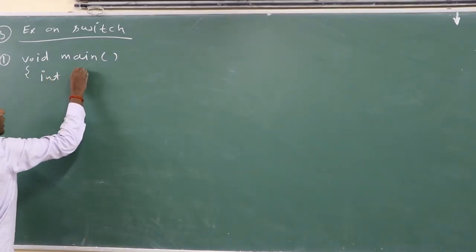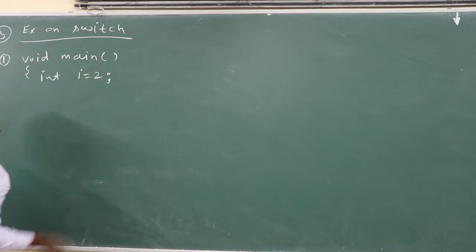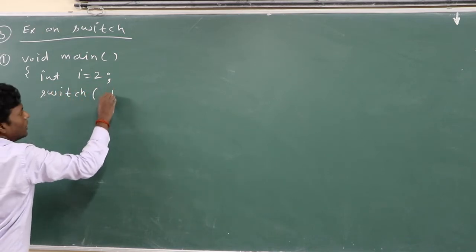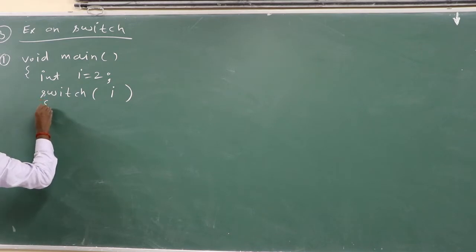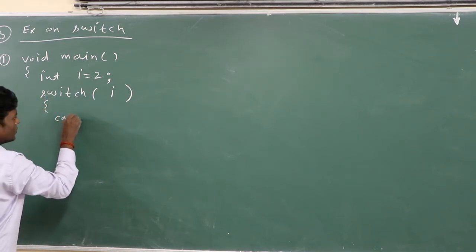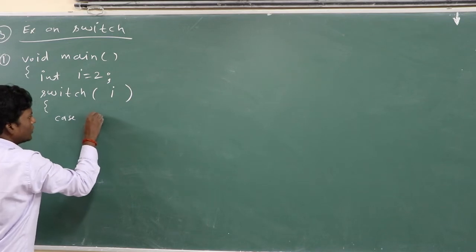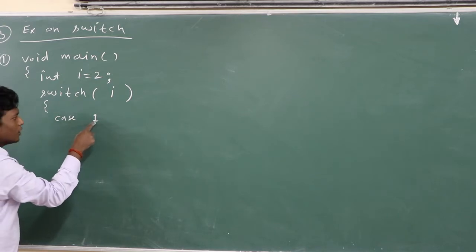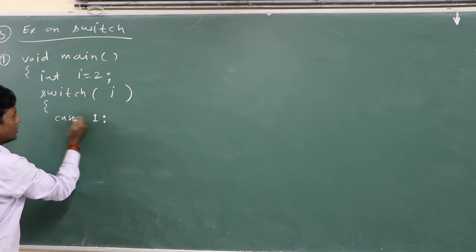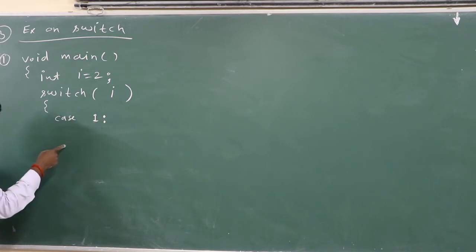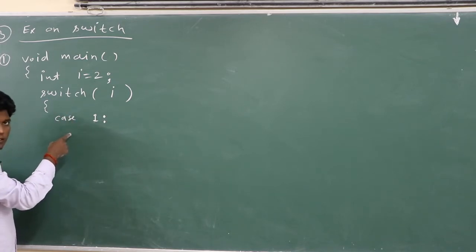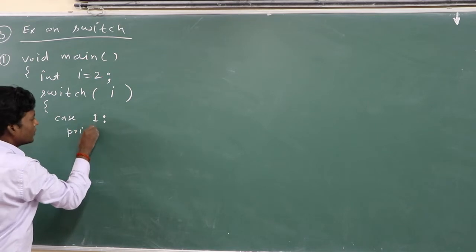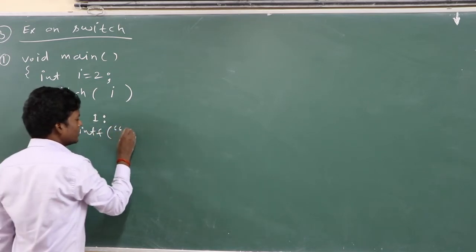int I equal to 2, switch I, case 1 is a case constant. This is the keyword case, blank space, constant, that is the 1, colon. This case may have many statements. It may have 0 statements, 1 statement, or more than 1 statements. Okay, printf hello.